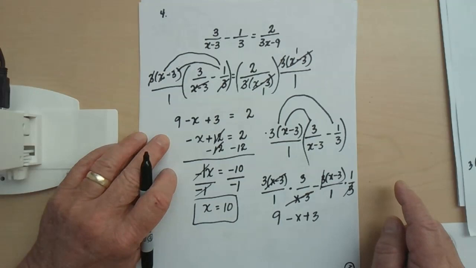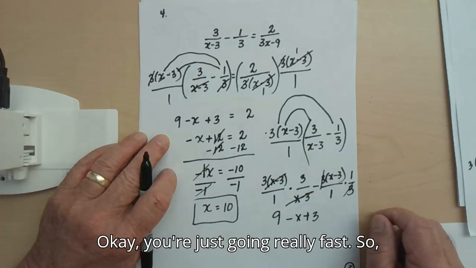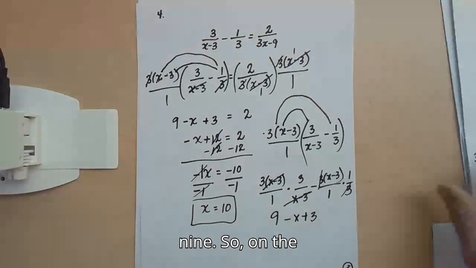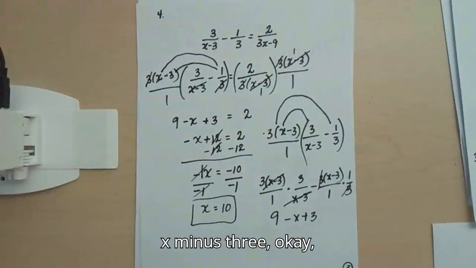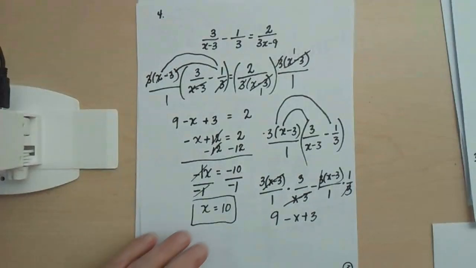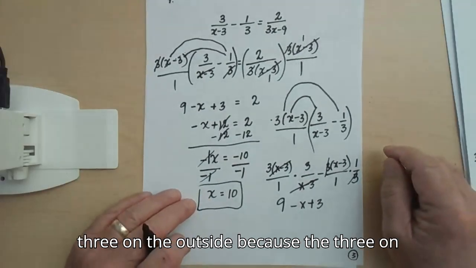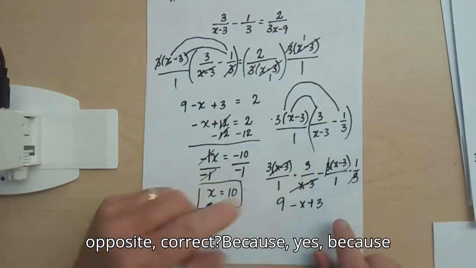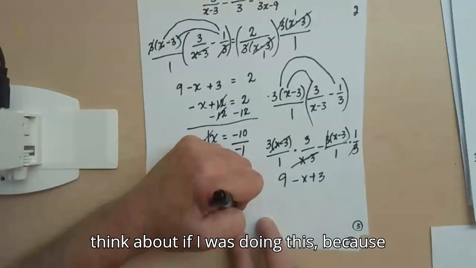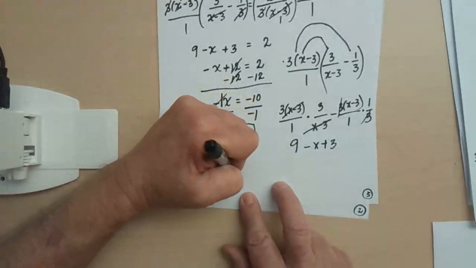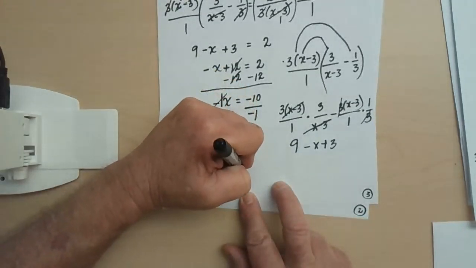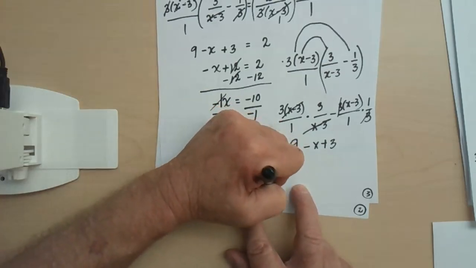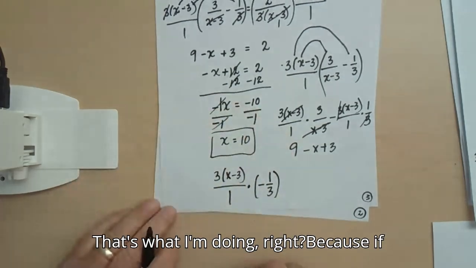Maybe not. Okay, you're just going really fast. So can you, okay, hang on. I get the 9. So on the x minus 3, okay. So initially you just crossed out the 3 on the outside because the 3 on the bottom also cancels because they're opposite, correct? Yes, because think about if I was doing this, because this is what I'm doing. Let me see if I can move up where you can see. That's what I'm doing, right?